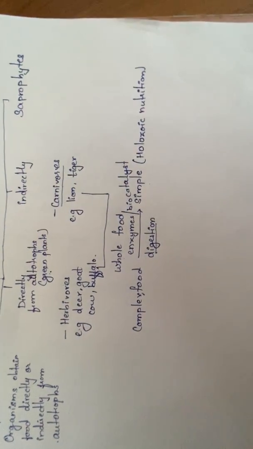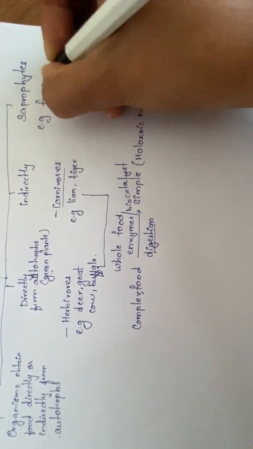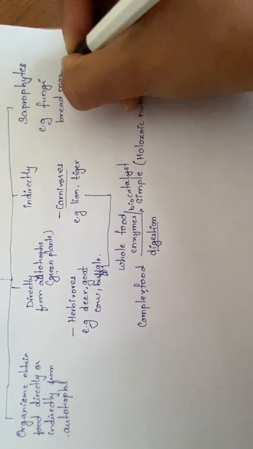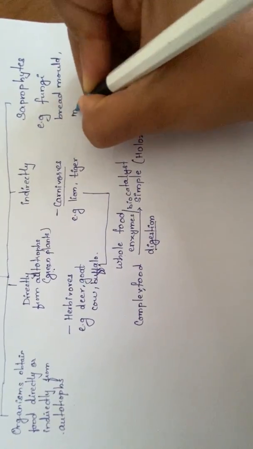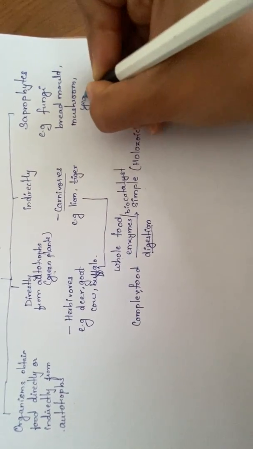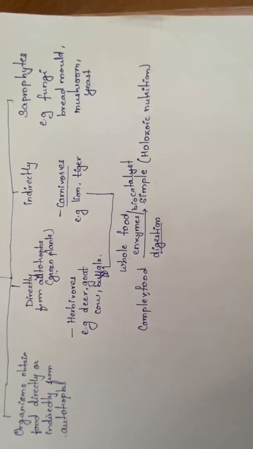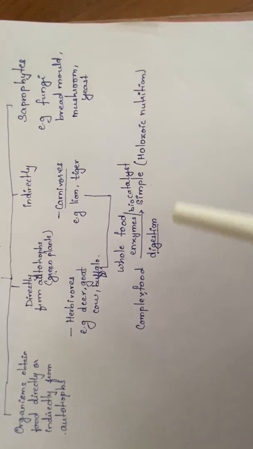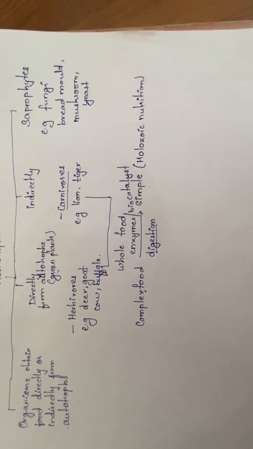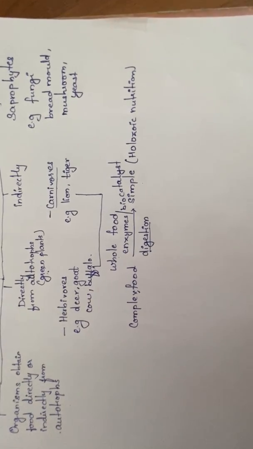Which type of organism falls into this category? Examples are fungi, such as bread mold, or mushroom, or yeast. All these organisms are saprophytes. What do they do? Rather than consuming the whole food, they only obtain nutrients from the food by secreting chemicals on it and just taking the nutrients from the food.